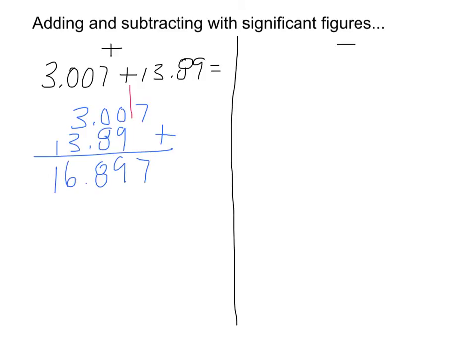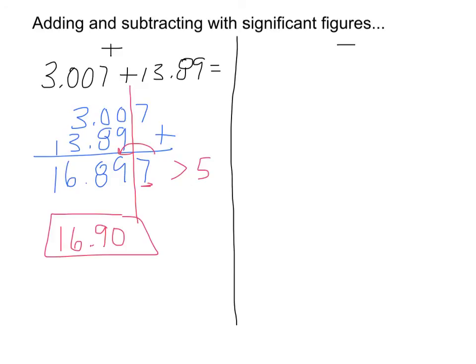The last place that they both have in common is the hundredths place. So what I need to do is look just past the hundredths place to this place, and if it is 5 or greater, I'm going to round. If it's not, I'm just going to drop it off. Well, here it is greater than 5, so I would report for my final answer 16.90 because it will round up, and that will be my answer.